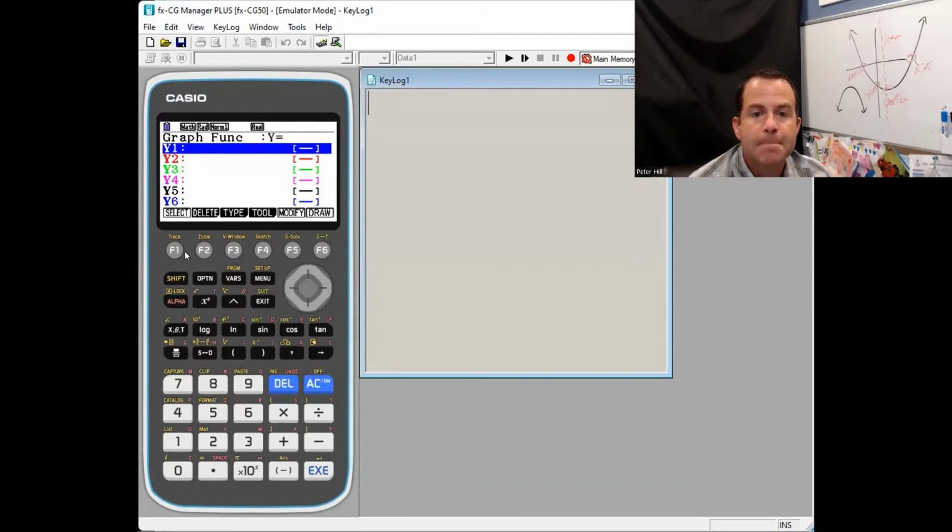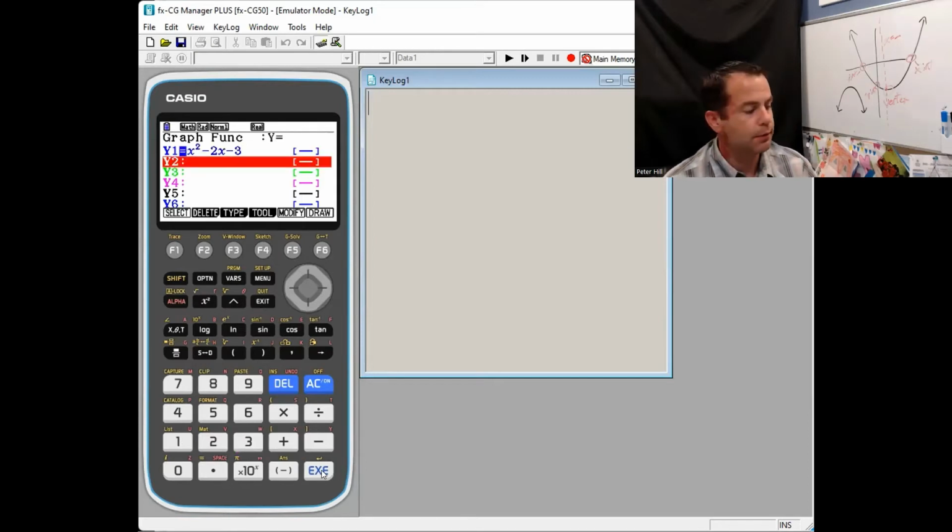All right, so we're going to type in those equations, which were x squared minus 2x. So your variable button is right here. On a TI, your variable button is over here. It'll say x theta t, like the Casio. So I've got x and then squared. We're going to minus 2x. And we're going to minus 3. Now hit execute, and that will register the equation. On a TI, that's hit enter.